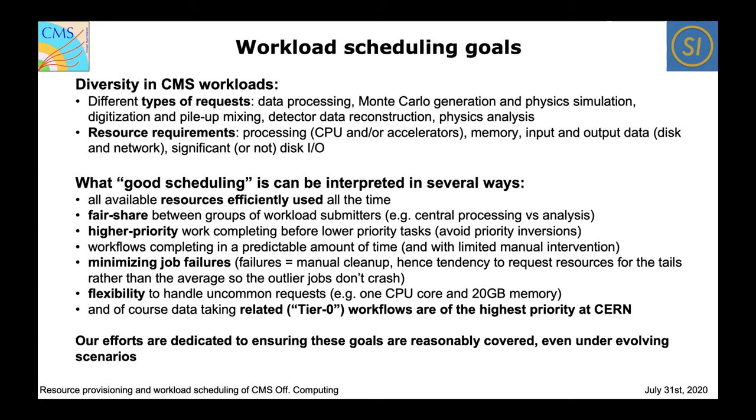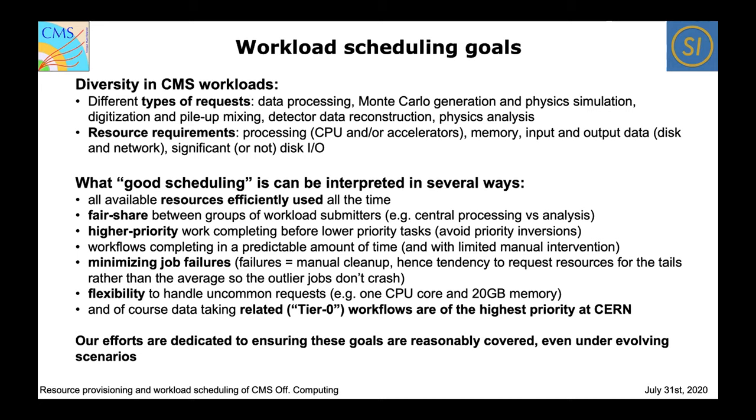Now our most important task, besides building the pool, is handling the workload scheduling. We have to consider that we have different types of requests: data processing, Monte Carlo generation, detector data reconstruction, etc. All these requests have different resource requirements in terms of the number of CPUs they have to run on, whether they need an accelerator or are prepared to run on an accelerator, amount of memory, disk and network I/O, etc. So each job has requirements.